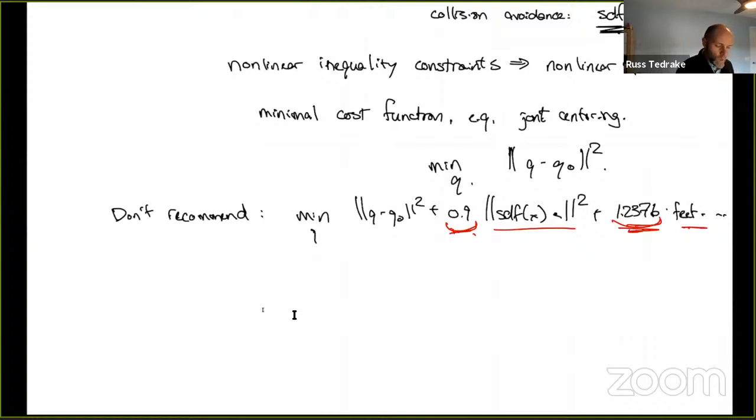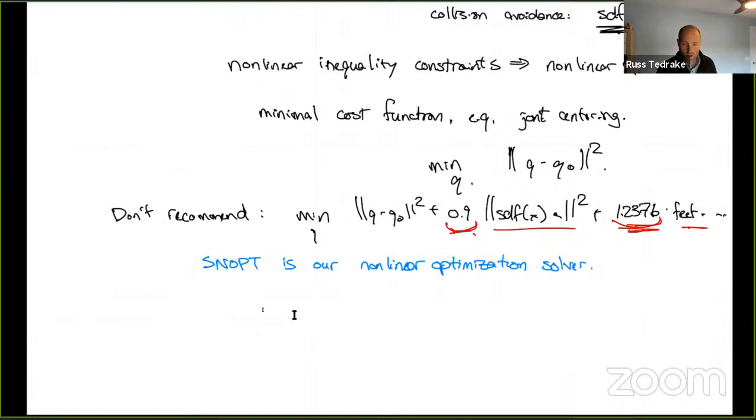Now in practice, the one that we use most often, although my faith has been shaken, is SNOPT, which is the thing that mathematical program calls when you call solve, if you don't specify anything more specifically. And that's doing sequential quadratic optimization.